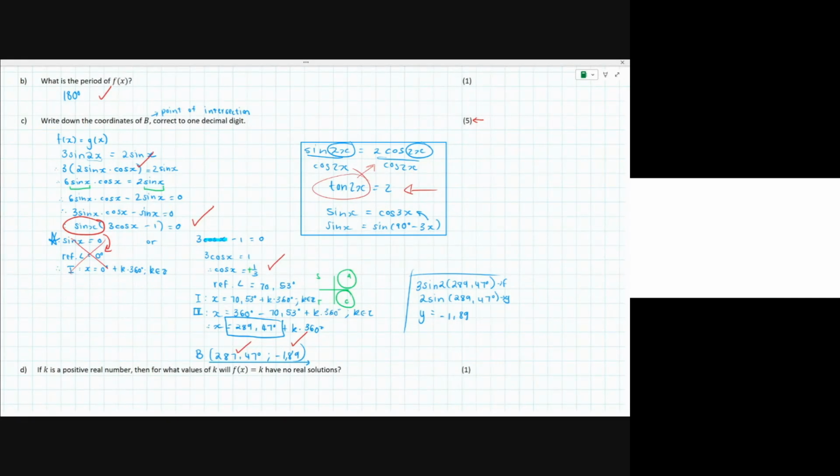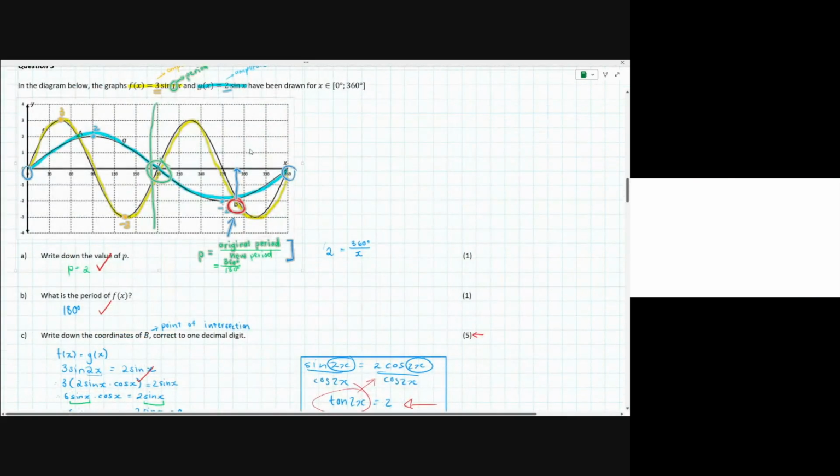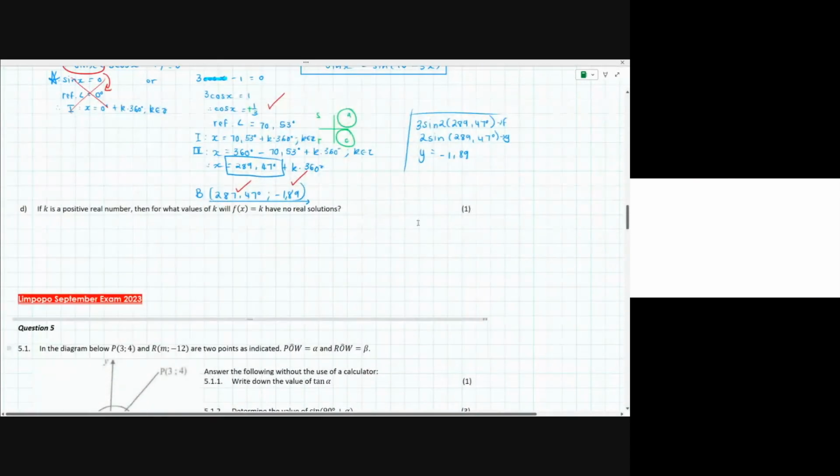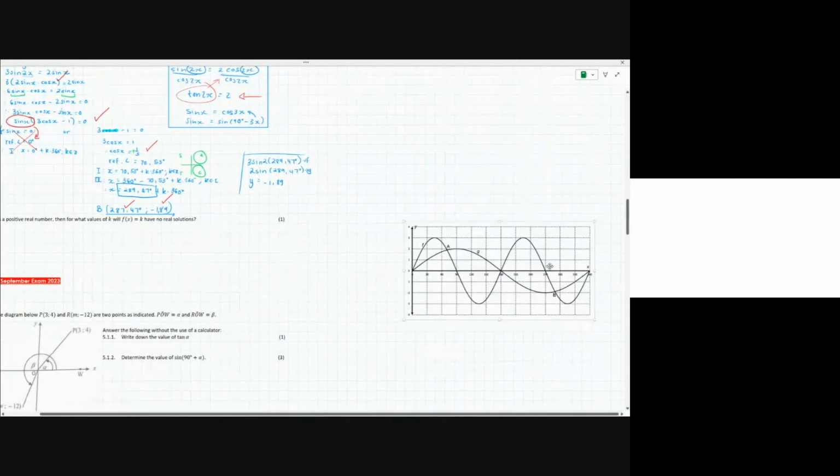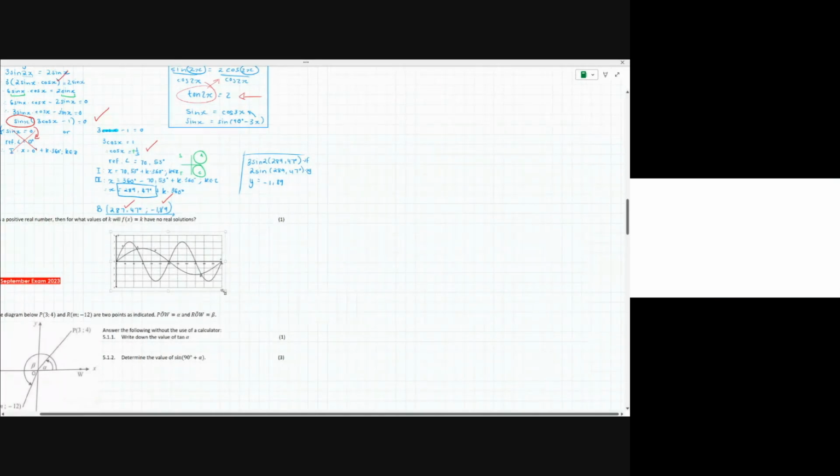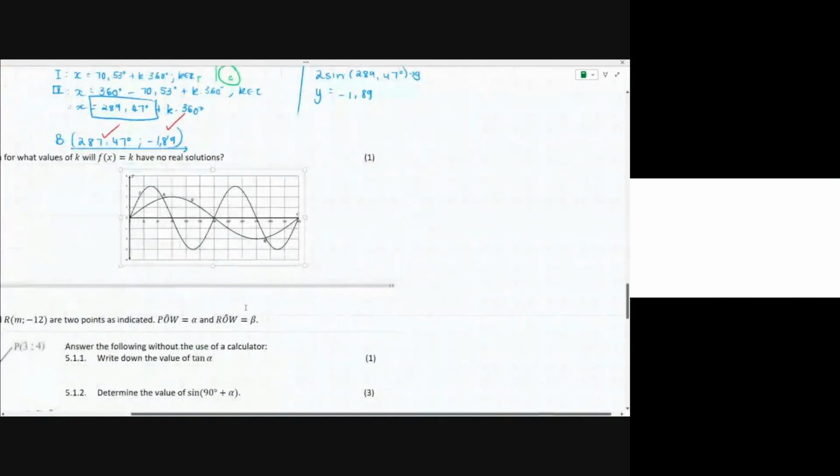Perfect. All right, question D says, if k is a positive real number, then for what values of k will f of x equals k have no real solutions? Okay, so this is a fun one. Again, I know that these questions aren't necessarily our favorites. I'll be honest, I hate K questions. Whenever I see a K question, I'm just like, nope. But let's have a look. All right, so I'm just putting the graphs here again so we can have a look at what we're dealing with.